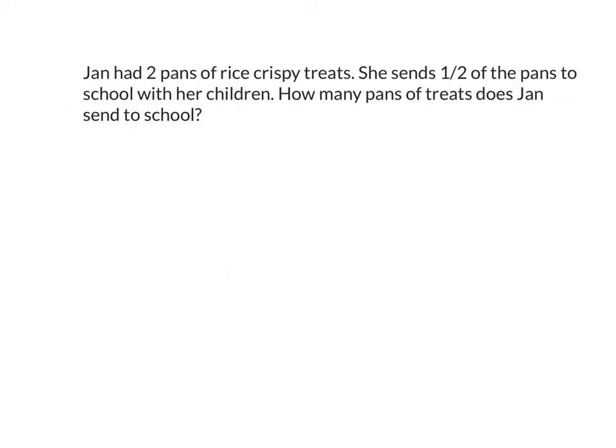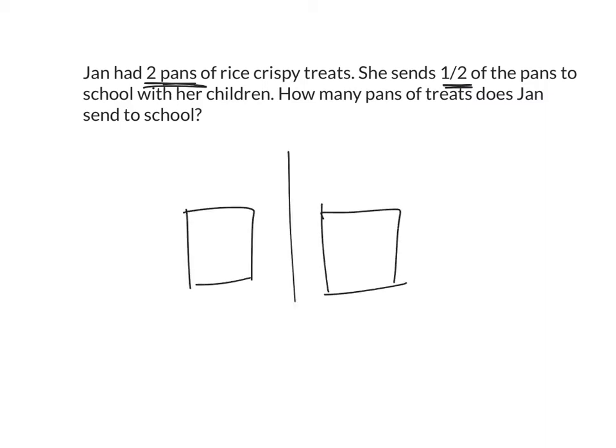Now in this example, Jan now has 2 pans of Rice Krispie treats, and she's still sending half of them, but rather than starting with 4 pans, she's only starting with 2. So if we draw a picture, here's 1 pan, here's the second pan. If she splits them, half of 2 is exactly 1 pan. Another way, of course, to write this is 1/2 times 2 equals 1.